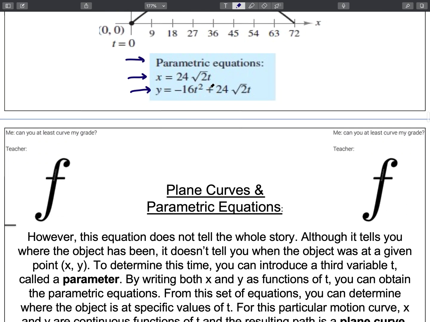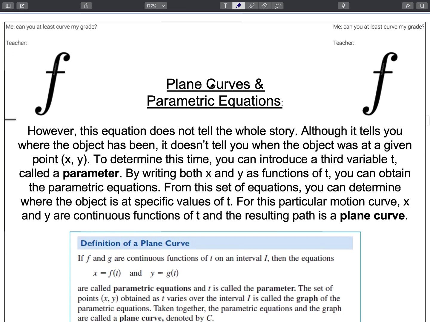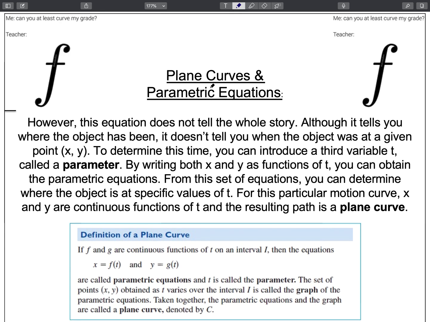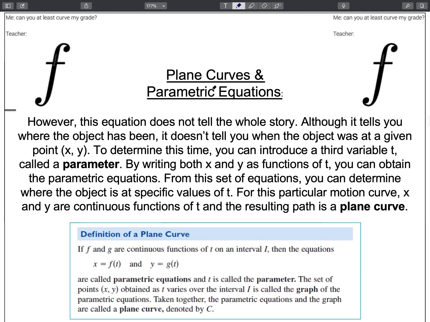So, okay, what does the book say about it? The equation does not tell you the whole story. However, it tells you where the object has been. It doesn't tell you when the object was at a given point. To determine this, you can introduce a third variable, t, which again is time hidden behind the scenes, which is called a parameter. Again, for those people that are in the stats class, we've seen some different parameters before as well. By writing both x and y as functions of t, you can obtain the parametric equations. From this set of equations, you can determine where the object is at specific values of t.